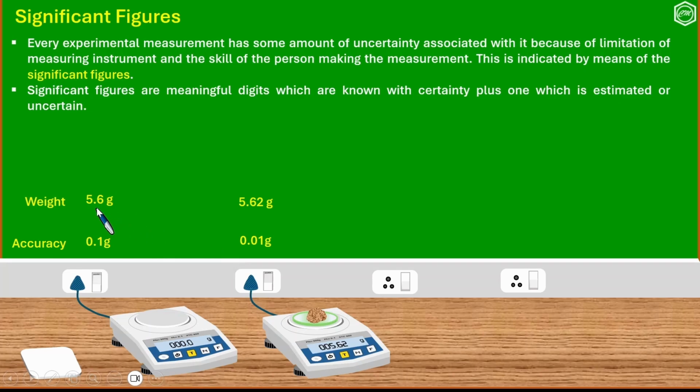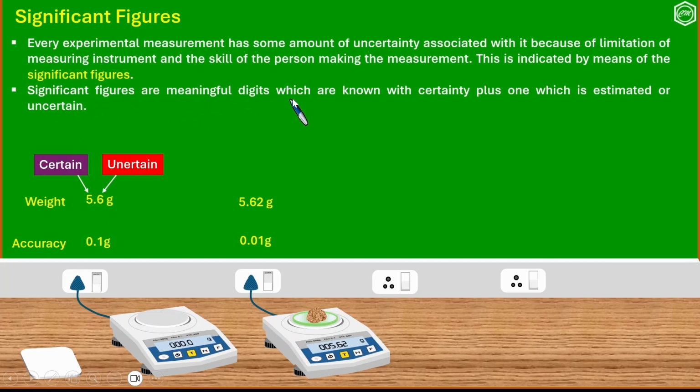Now going back to the first weighing, this 5 is certain because here also it is correct. Now the 6 is uncertain because there is another digit beyond this 6. That means the second weight is higher than the first weight by 0.02 gram. So we say that digit 6 is uncertain.